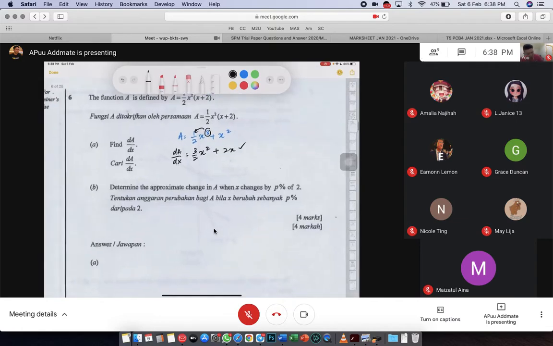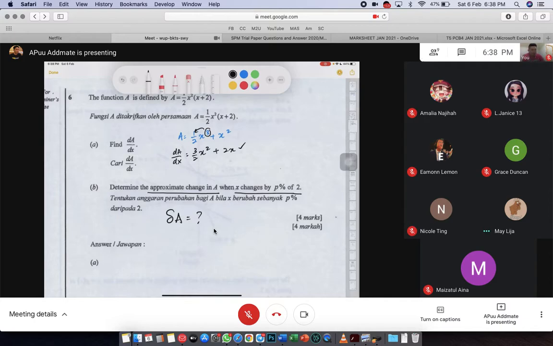When I talk about approximate change in A, Janice, you tell me, what do you remember? Kalau approximate change tu apa cerita dia? Oh, bentuk S yang pelik tu. Nama dia delta. Delta, okay? Delta A kan? So, sekarang kamu nak cari delta A, okay? And then, they say that X changes by P% of 2. Apa maksud P% of 2?